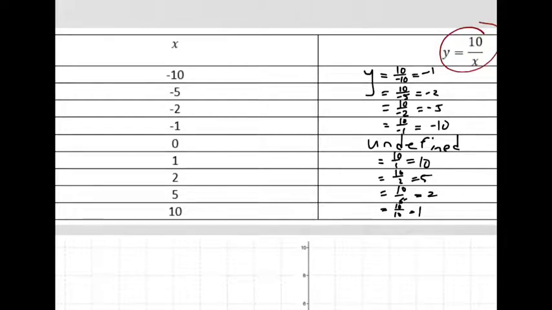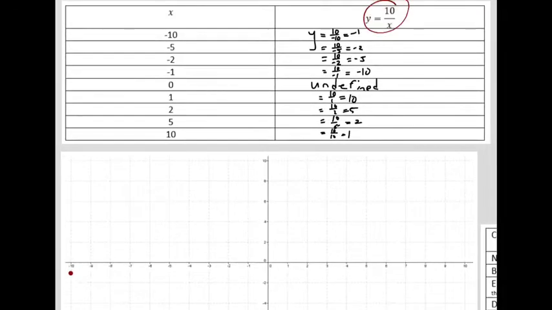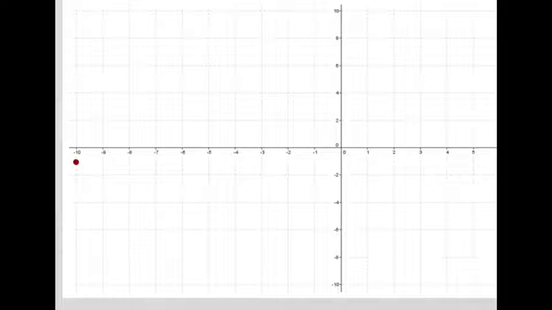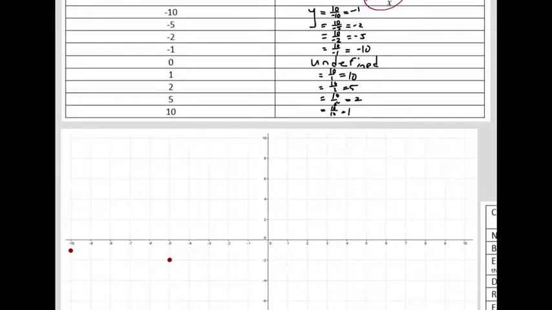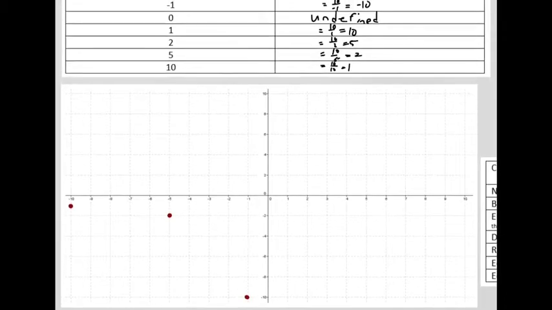Okay, so let's plot them. We'll graph first negative 10, negative 1. So that would be here. And negative 5, negative 2. So that would be there. Negative 1, negative 10. There. There's an undefined value at 0, so there's an asymptote there. We'll draw that in a second. 1 and 10, so that'd be up there. 2 and 5, so that's there.